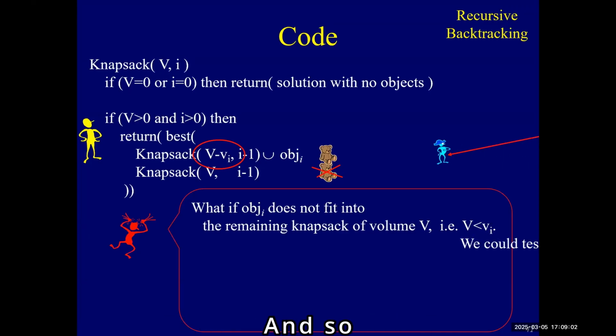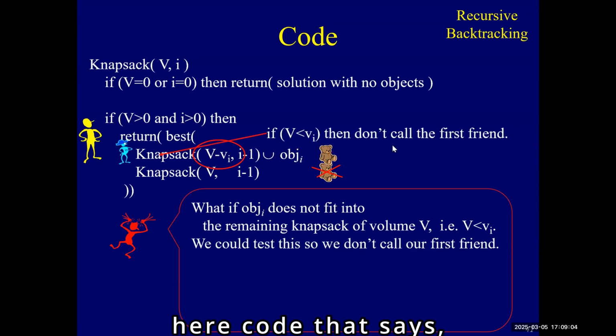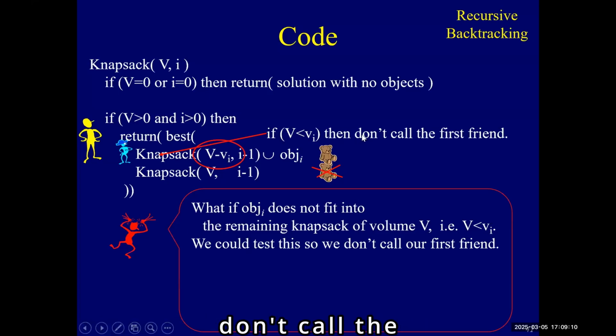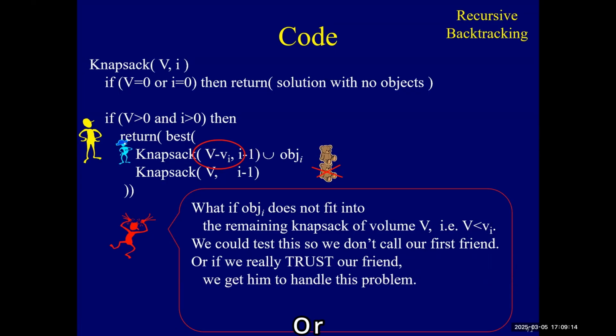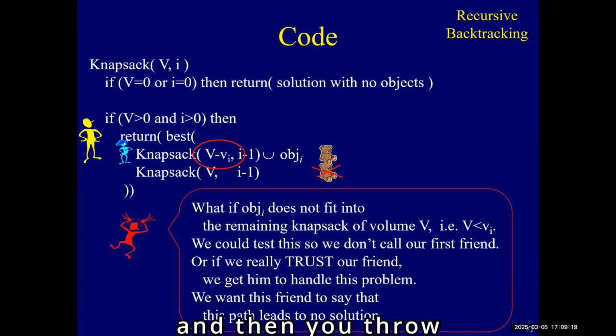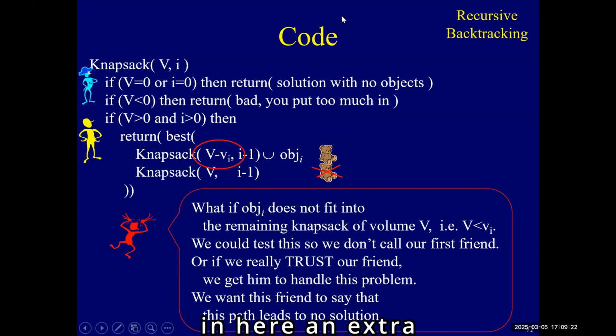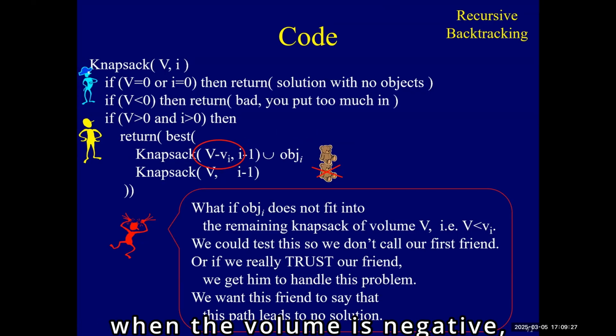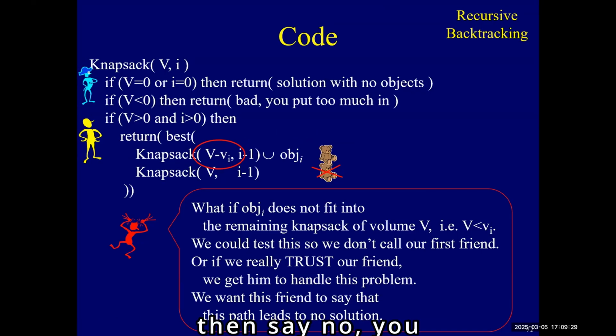So you can stick in here code that says, if the bear is bigger than the volume, don't call the first friend, right? You could do that. Or you can trust your friend no matter what, and then you throw in here an extra condition that says, hey, if you ask me when the volume is negative, then say no. You put too much in there. Stop. This is bad. Right? Everybody see the choice there? Everybody good with that?